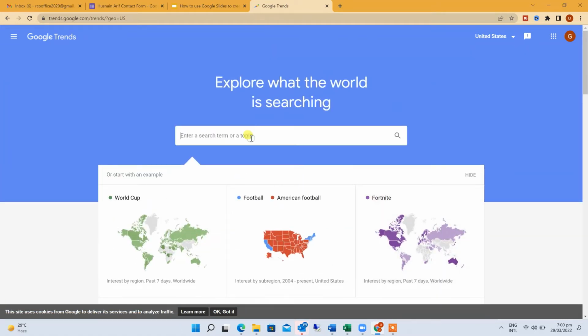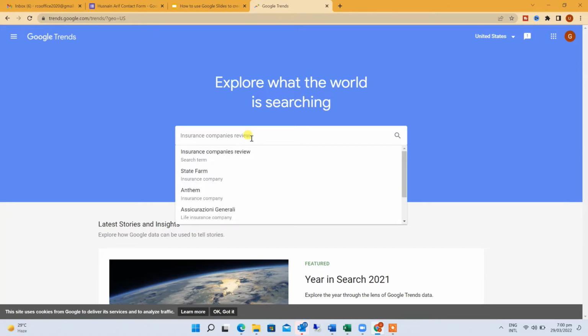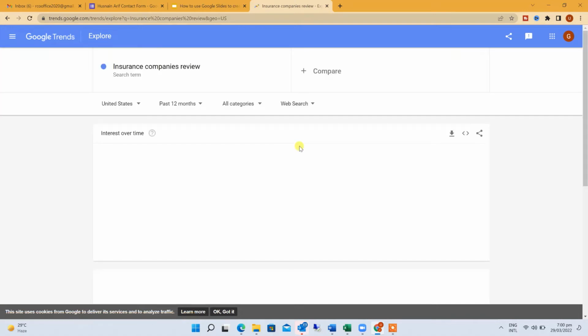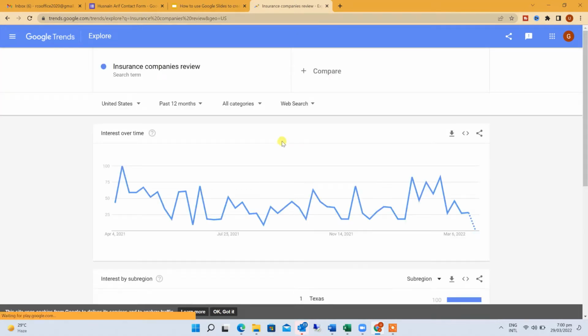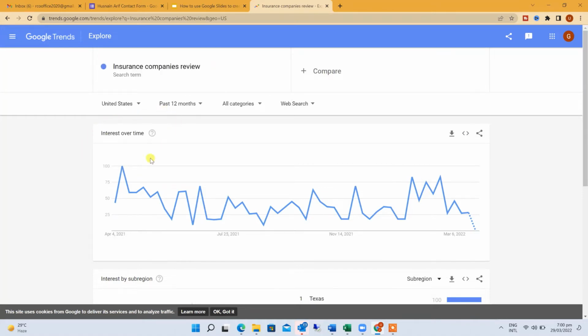So to help you get started, we can input any term and get interesting keyword ideas. So let's start with insurance companies review. As you can see, it is showing us that this keyword during the last 12 months in United States has got a good amount of searches, and you can see the whole graph as well, and you can also see that there is a sudden dip in the graph during the last few months.